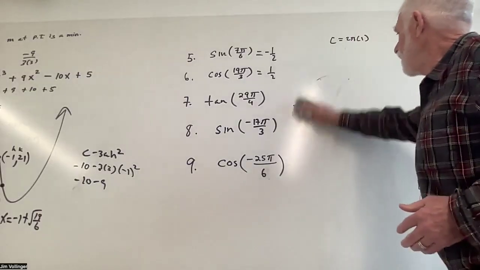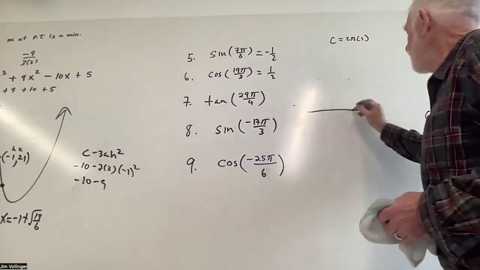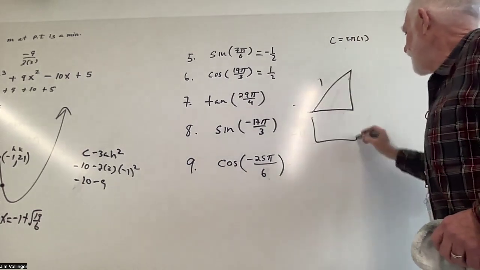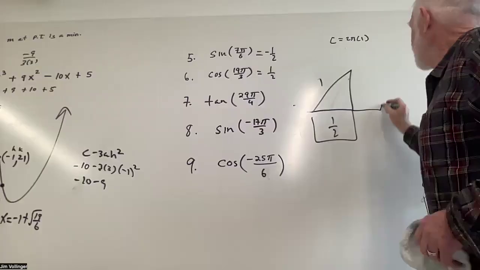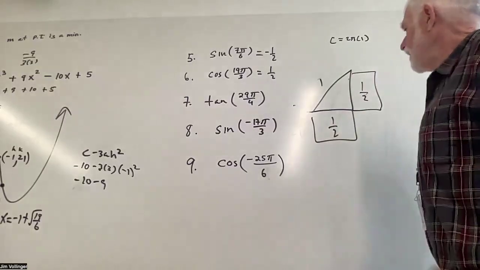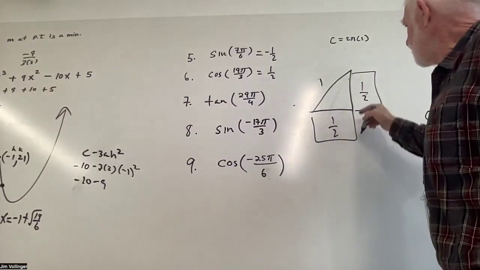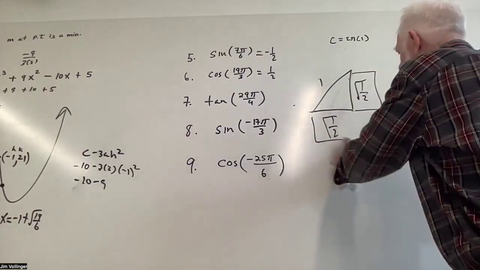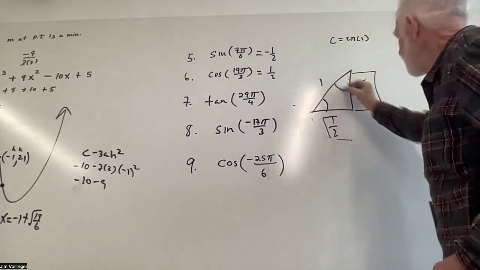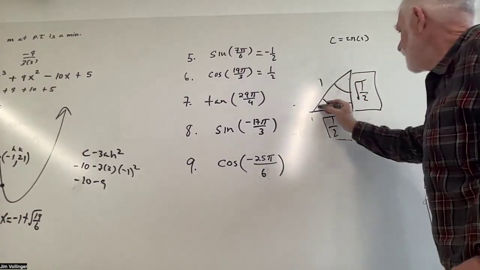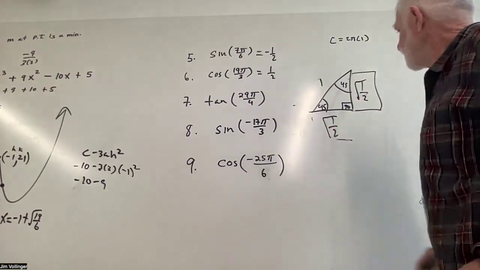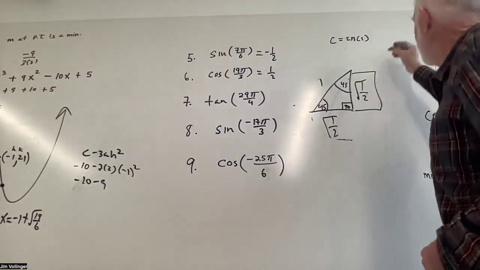29 pi over 4. Remember, pi over 4 is 45 degrees. I hope we do that soon. If that's 1, then that has to be a half. And that has to be a half according to Pythagoras, which means that each of these has to be the square root of a half. Those are the side lengths, right? If that's 45, and that's 90. 45, 45, 90, right?